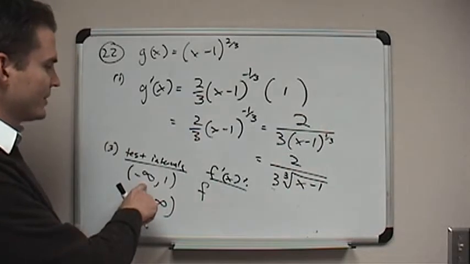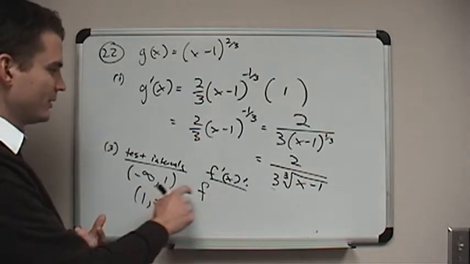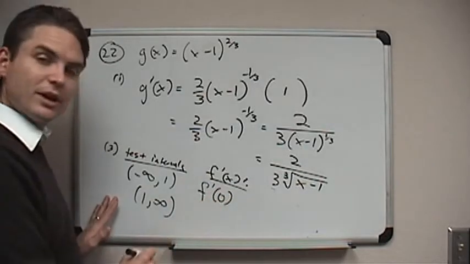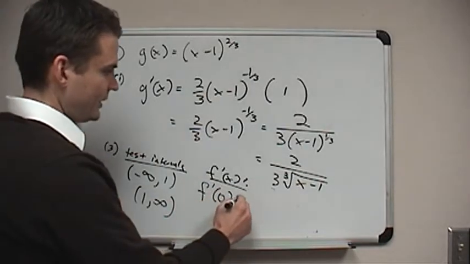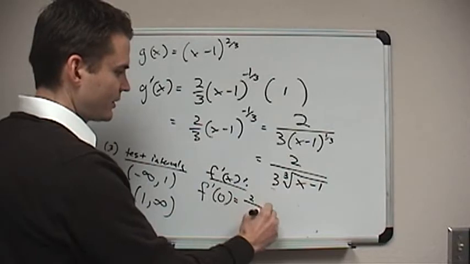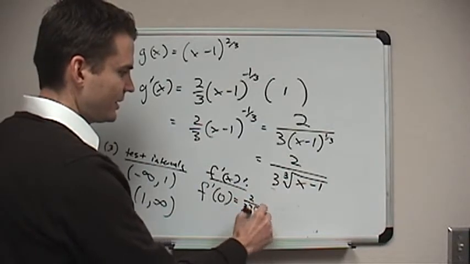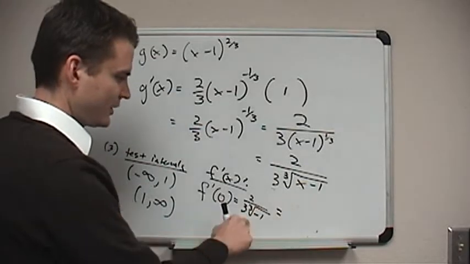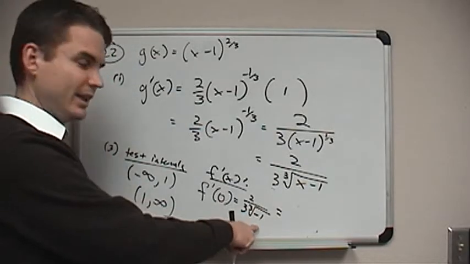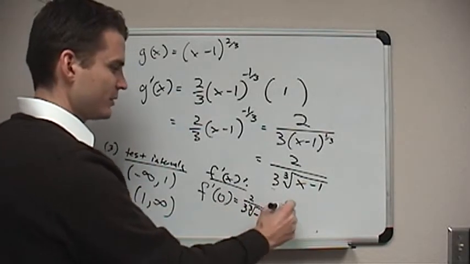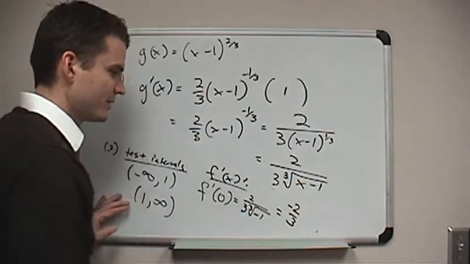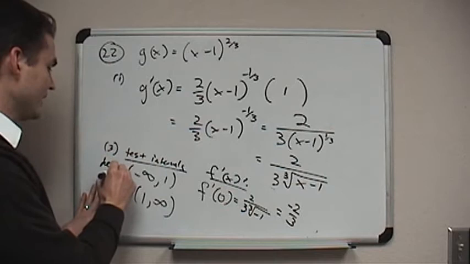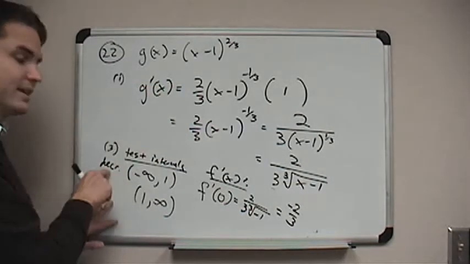Every number between negative infinity and 1. Well, 0 is in that interval, so what is f prime of 0? It's going to be 2/3 times the cube root of 0 minus 1, which is negative 1. And the cube root of negative 1 is actually negative 1. So that's going to make this whole fraction negative 2/3. So on this interval, the original function is decreasing.